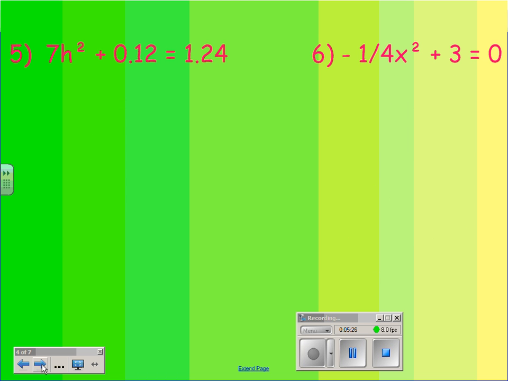Number 5, we have a decimal. Don't let that scare you. We're still going to handle this exactly the same way by trying to isolate h, or get it by itself. To do that, I'm going to subtract 0.12, or 12 hundredths, on both sides of the equation. Once I cancel that out, 7h squared equals what? 1.12. From here, we're going to divide through by 7.